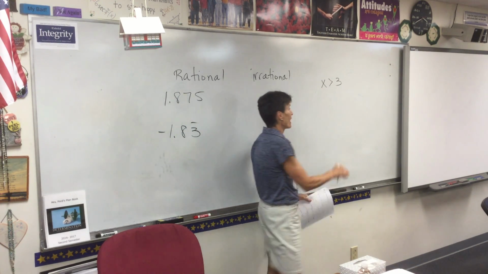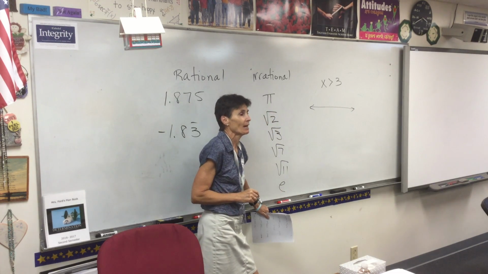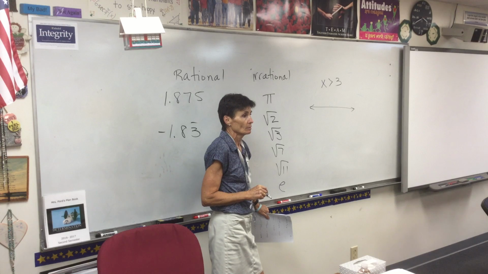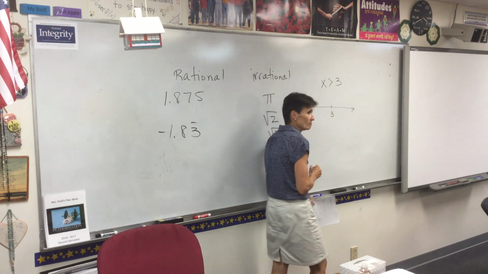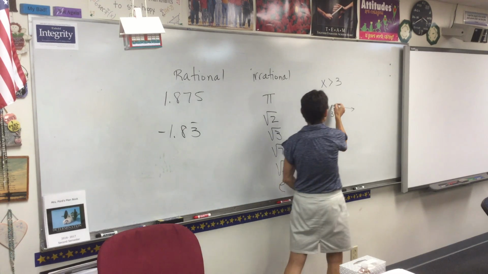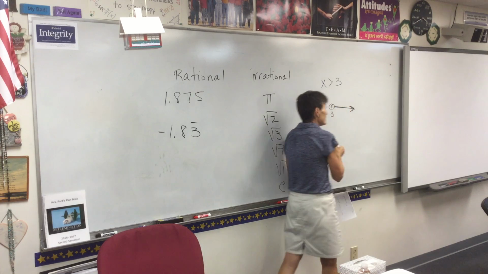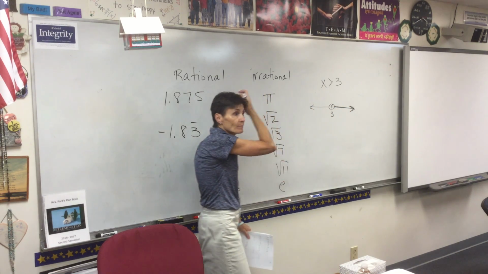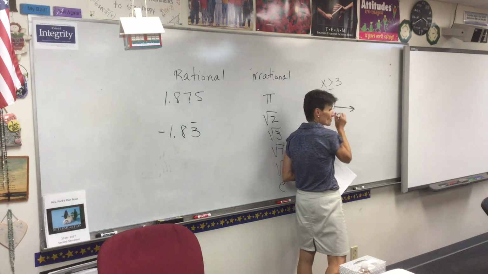How do you graph that on a number line? We're talking about graphing it on a number line. How do we do that? Well, here's 3, right? And we put a circle and shade this way on the number line. Now, should I color in that circle? No. I would only color in that circle if we had this, right?